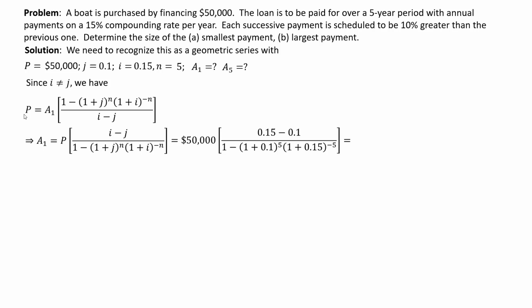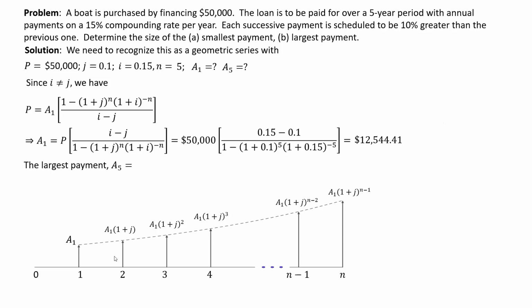A1 equals P times the reciprocal of this, we are just flipping the top and the bottom, i minus j over all of this stuff. Now let's plug and chug. P is 50,000, and we get A1 to be $12,544.41. That is the first payment that you need to make. But understand that those payments are going to be increasing each year by 10%. So the largest payment, A5, what should it be?